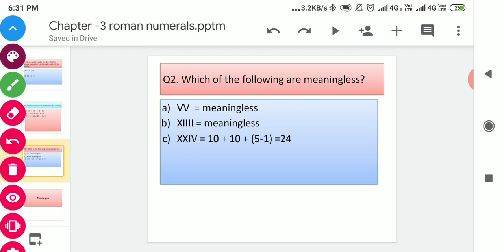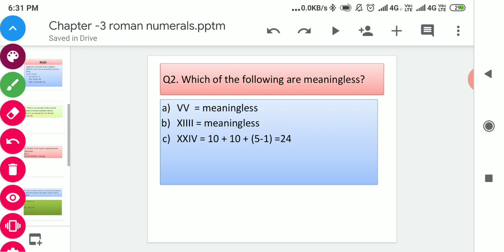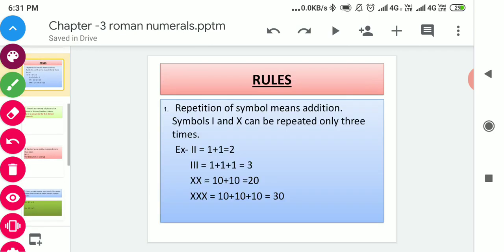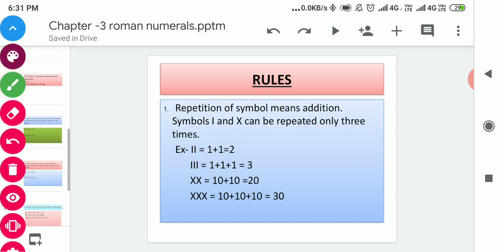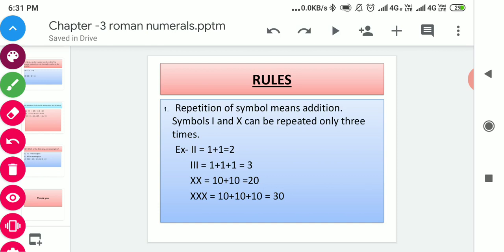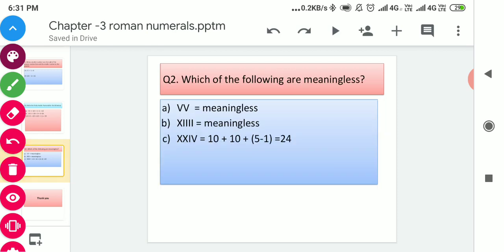Question number B is XIIII. Here after X, I is repeated 4 times. But according to rule number 1, I can be repeated only 3 times. It means here I is repeated 4 times, that is meaningless.